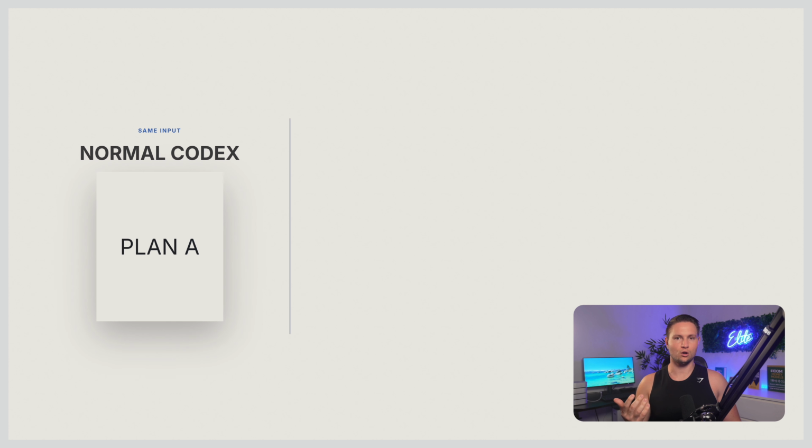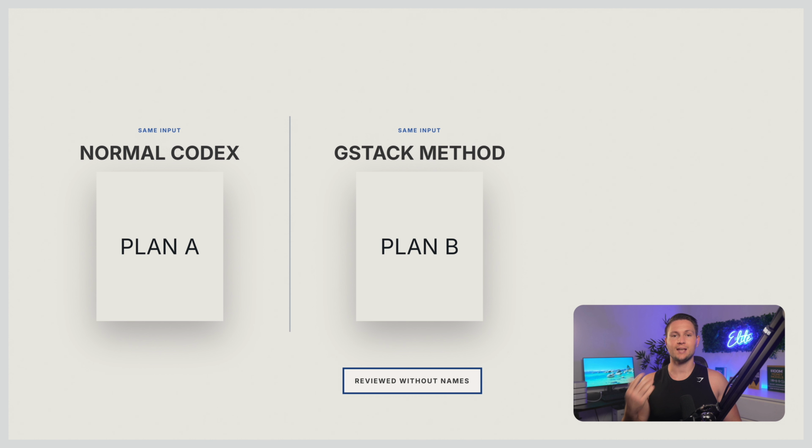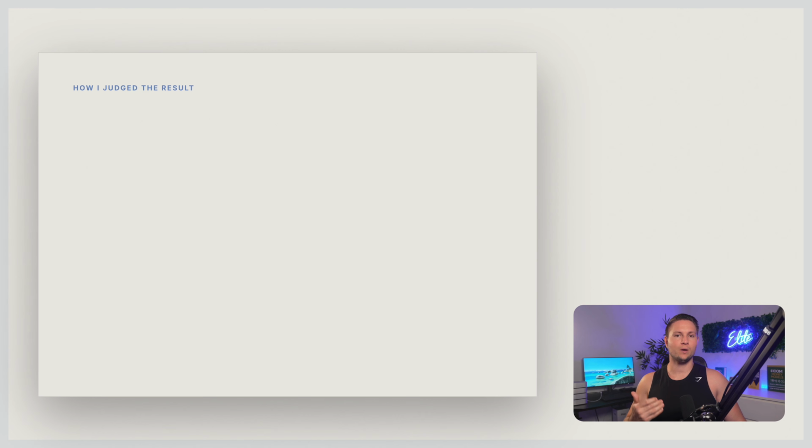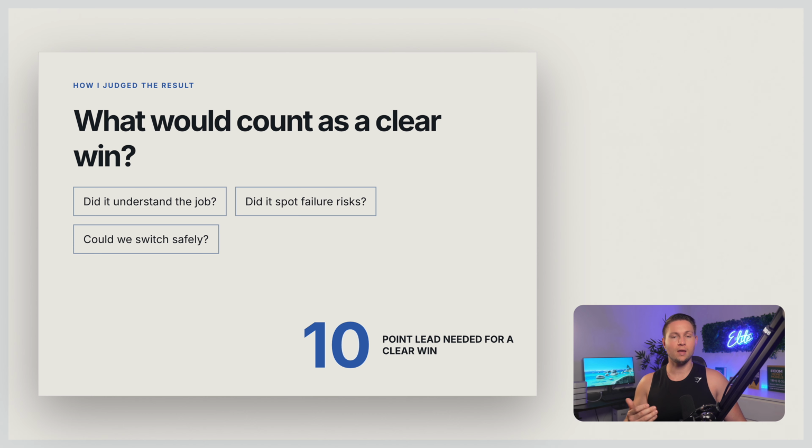And the first version used normal Codex. The second used GStack's office hours, the CEO review, and the engineering review. And a separate reviewer scored the plans without knowing which process created them. It checked whether each plan understood the job, found the risk, and could put the new system in place without creating another mess.